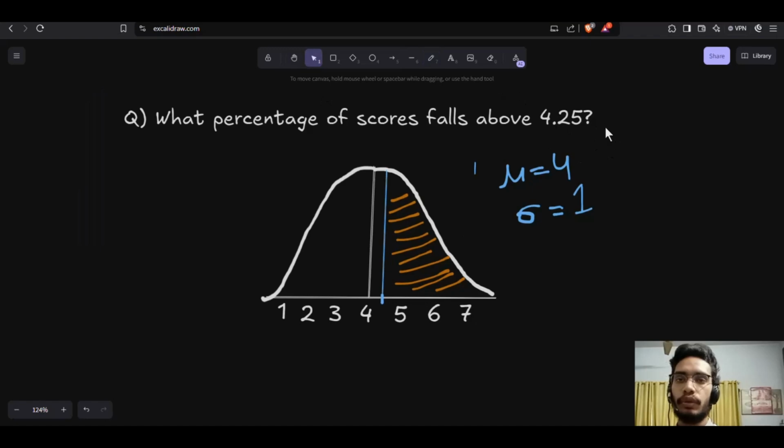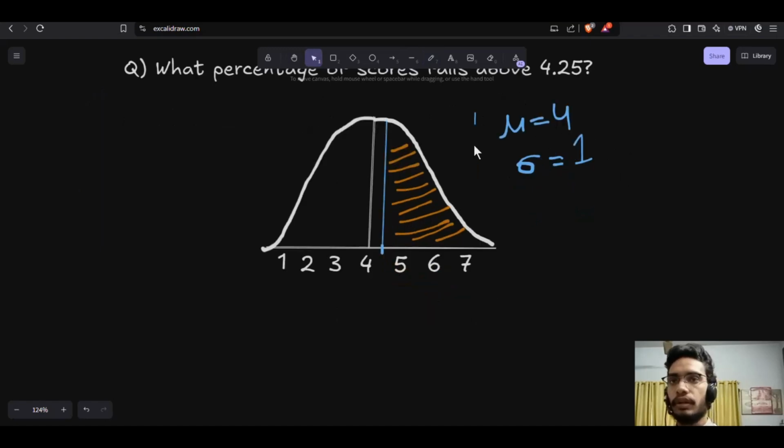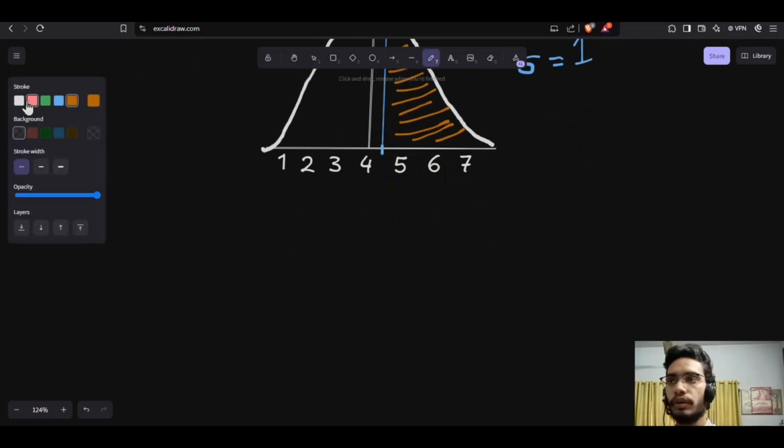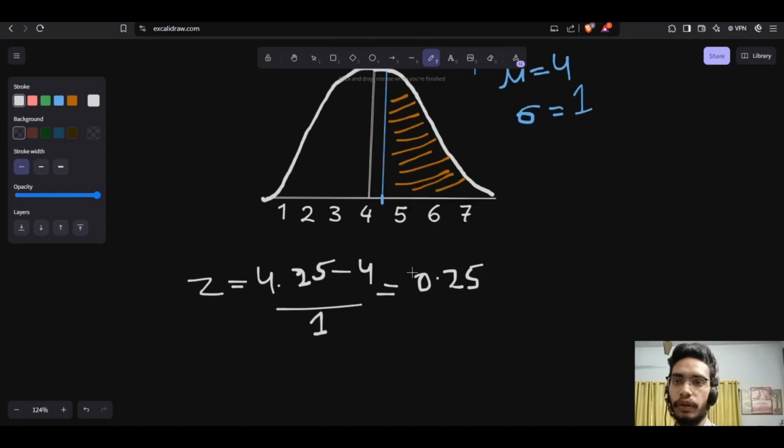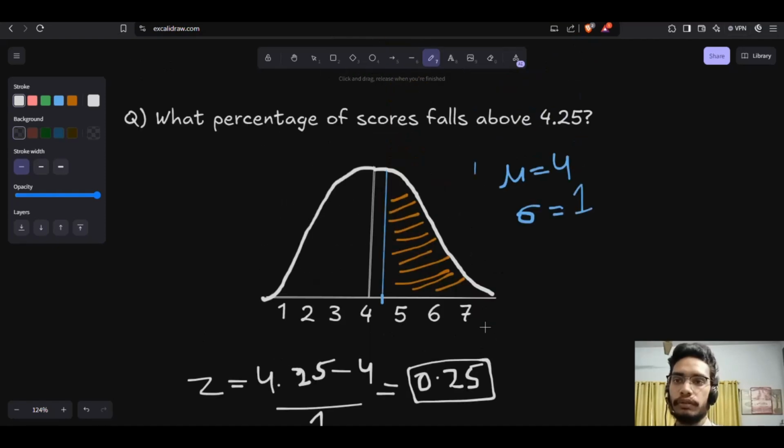First, what you need to do, you need to calculate the z-score for the 4.25. So how are you going to calculate the z-score for the 4.25? What is the formula here? That z-score, you know, it is xi, what is this? 4.25, minus 4, divided by 1. So it is equal to 0.25. So 0.25, you got this value, right? Now you got this value 0.25. So 0.25 is your standard deviation, which means that 4.25 is 0.25 standard deviations from the mean, right?